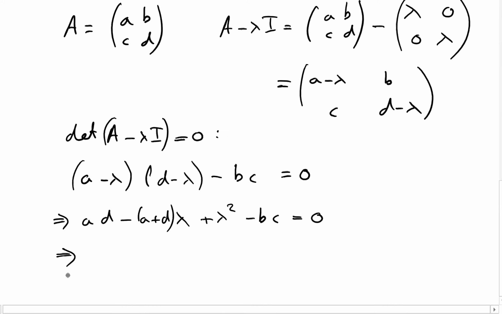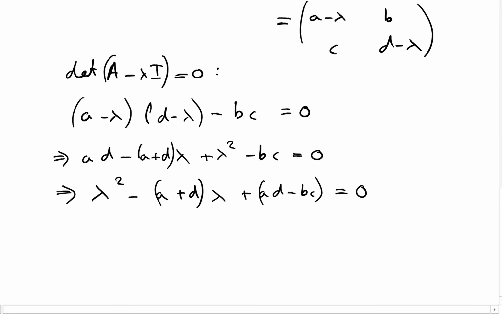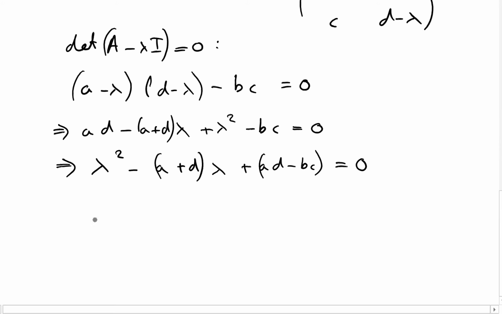So if I just write this out in conventional quadratic form, I've got lambda squared, minus (A plus D) lots of lambda, and then plus AD minus BC as your constant term on the end, that's equal to 0. For convenience, I'm going to write this as lambda squared minus P lambda plus Q equals 0.